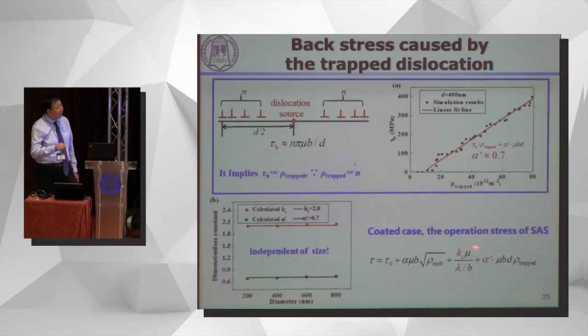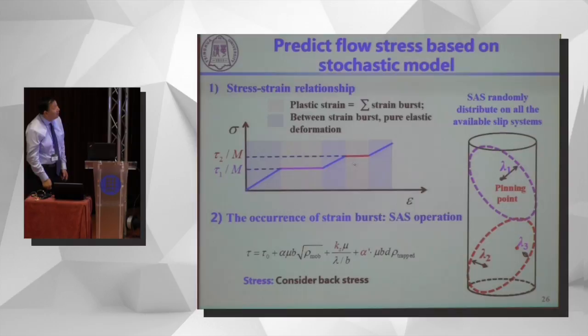So we have the equation for coated pillars. We have the operation stress, the initial stress, the second term and third term for the source-dominated part, and the last term, which we call the back stress. We can have two mechanisms. One is the stress-strain relationship. Elastic, we can give the strain burst, the strain curve, and also the resolved shear stress.